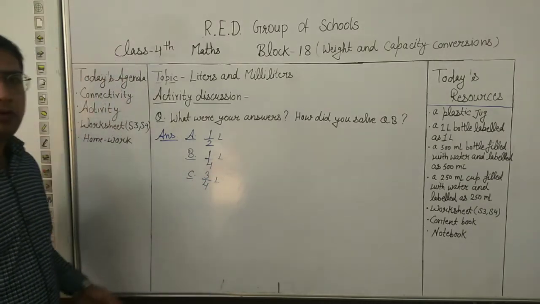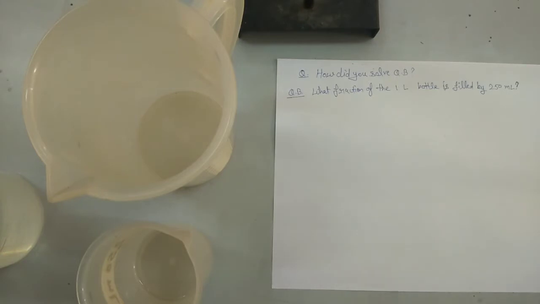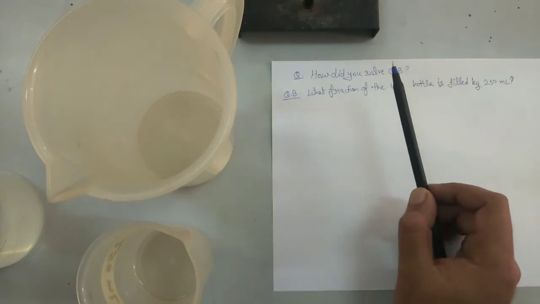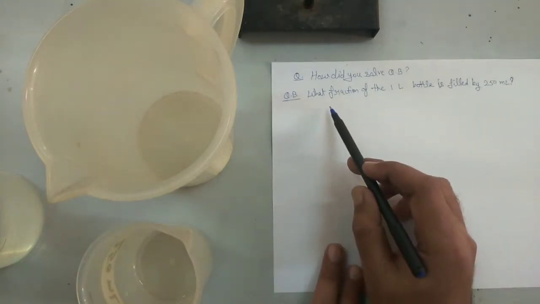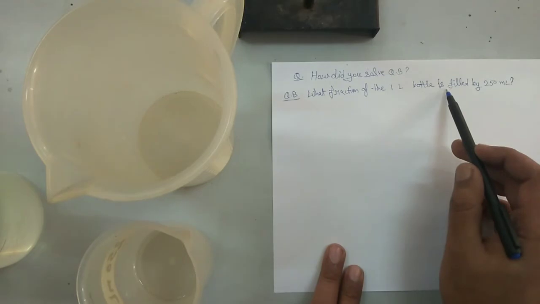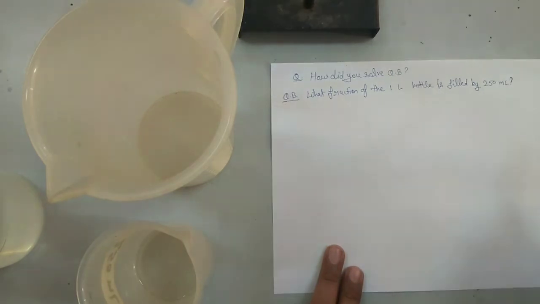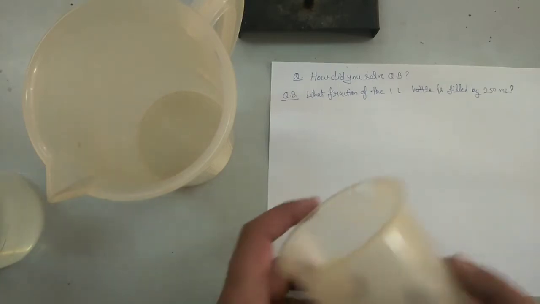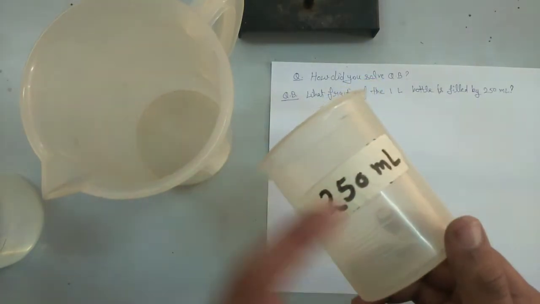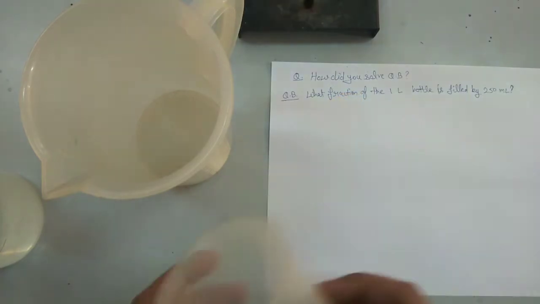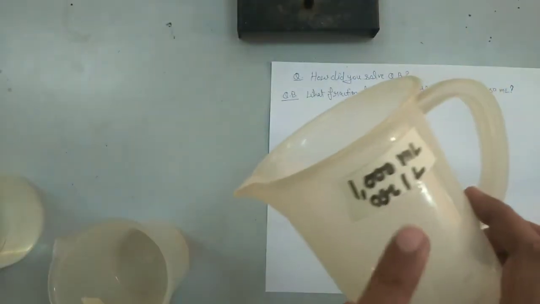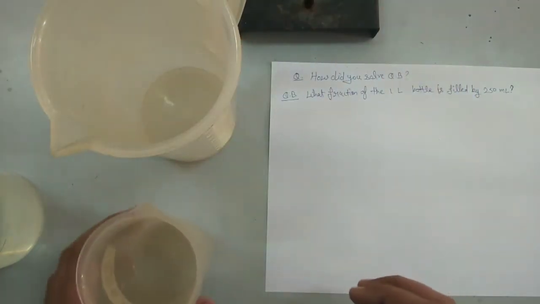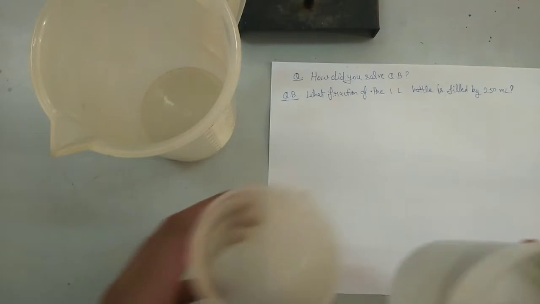Okay, so now to solve question number B. How did you solve question number B? Our question number B was: what fraction of the 1 liter bottle is filled by the 250 milliliter? First of all, in place of the bottle, I have taken a flask of 250 milliliter. Till this mark it is 250 milliliter, and it is a 1 liter till this mark. So I will fill this 250 milliliter.